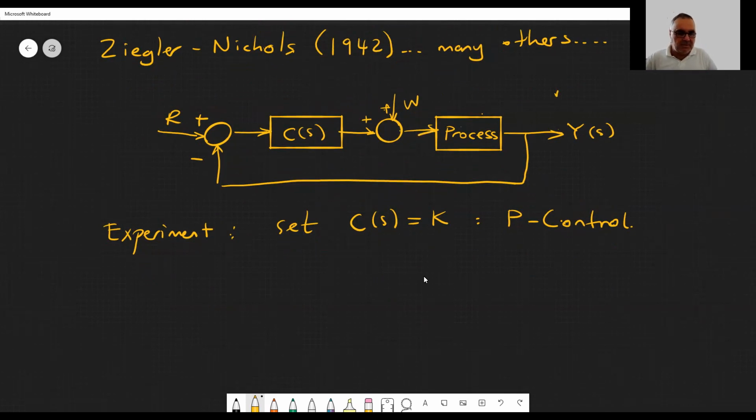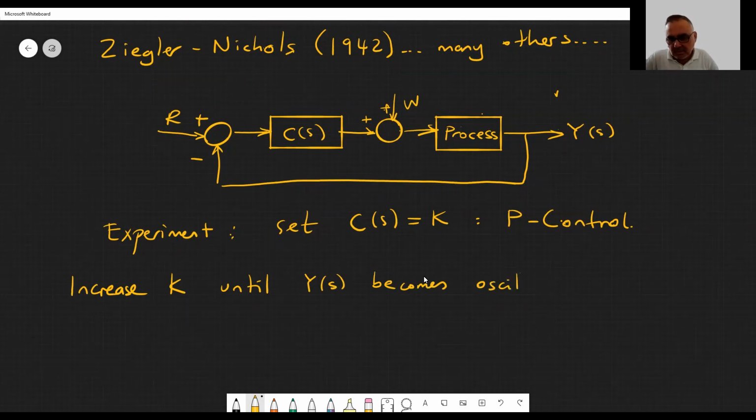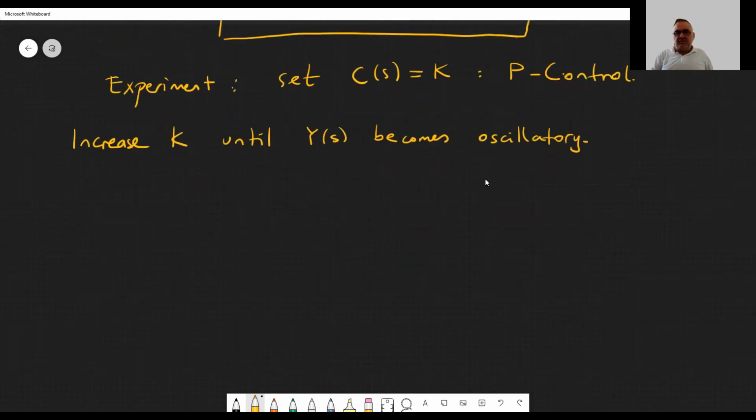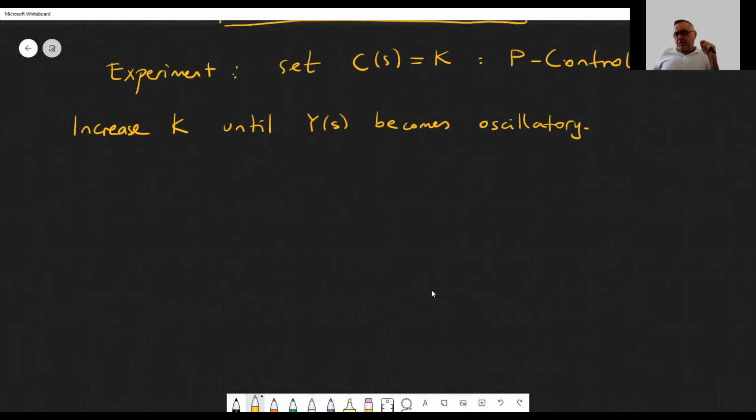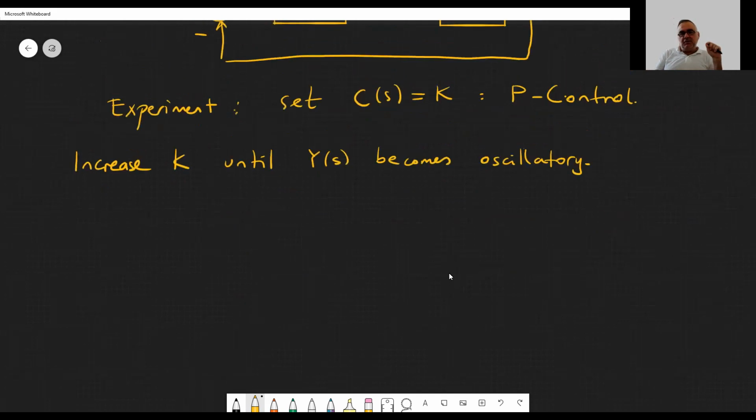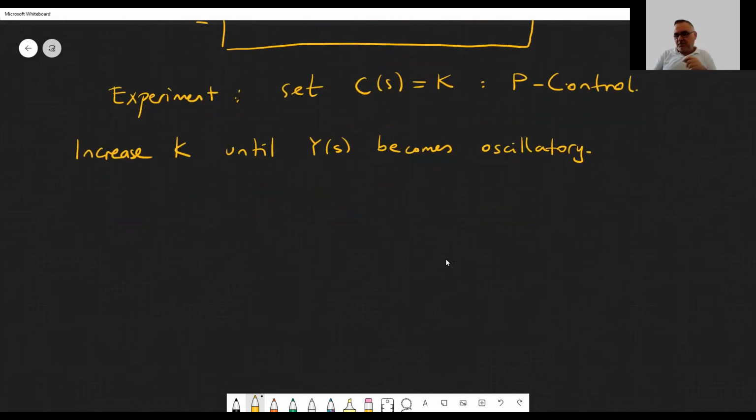That is, increase K until, let's say, Y of s becomes oscillatory, and even if you increase it even more, the system becomes unstable. Okay, that is very typical in usual, real systems. If you increase the controller gain, the system response first becomes oscillatory, then it becomes unstable.